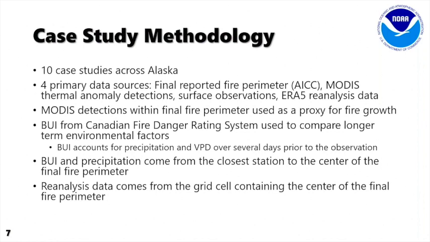I found the center of the fire geometrically, and then located the nearest set of surface observations and kept on jumping from station to station until I found the closest station with complete record, and then pulled both the buildup index and the precipitation amounts from that surface observation station. And then finally, I pulled the hot, dry, windy value and the percentile for each individual day from the grid cell closest to the center of the fire.